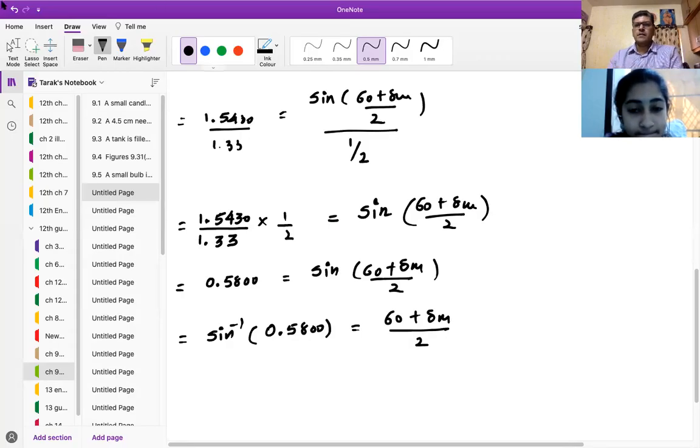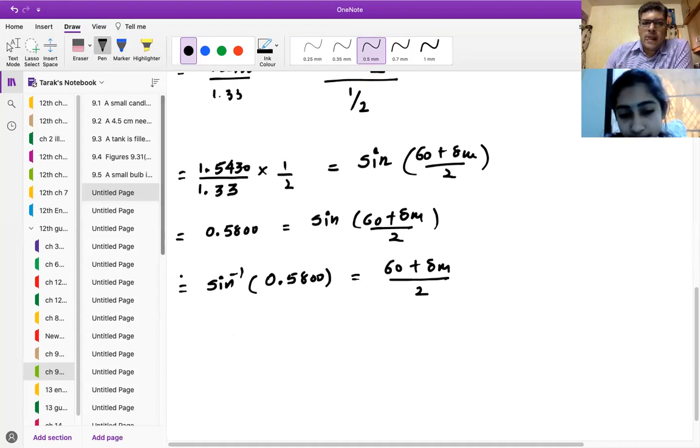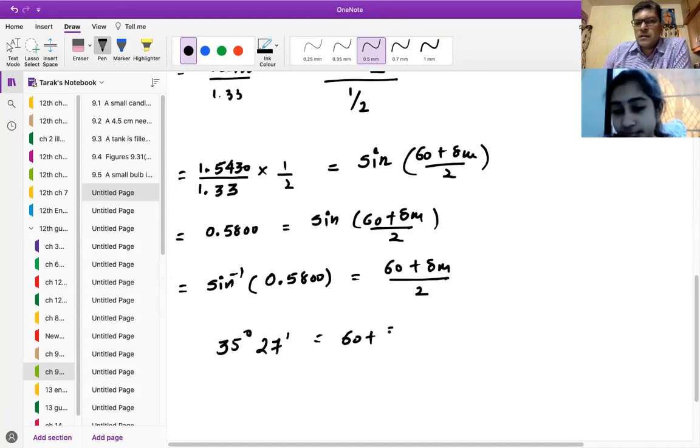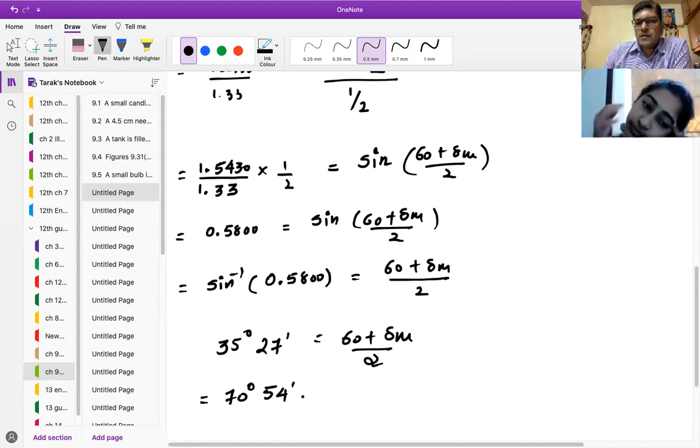So we'll have 35 degrees 27 minutes equals (60 plus delta m) divided by 2. So can I say that it is 70 degrees and 54 minutes?